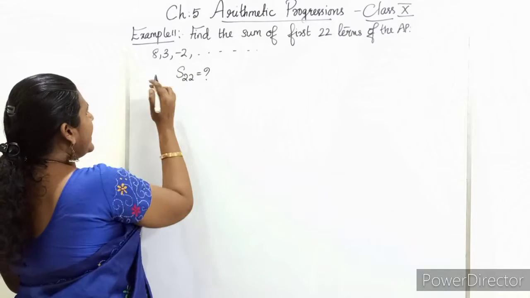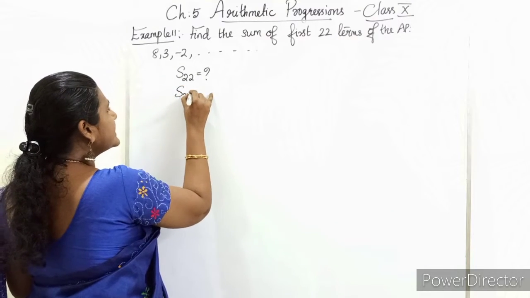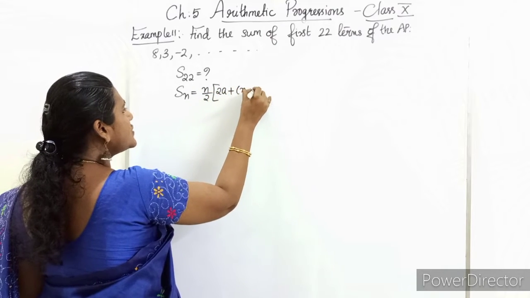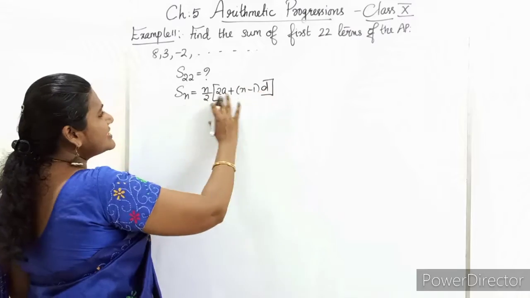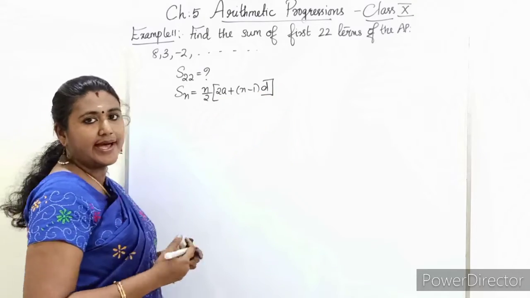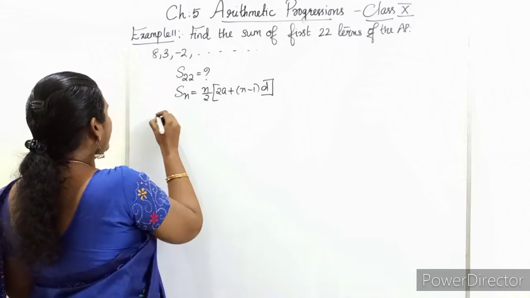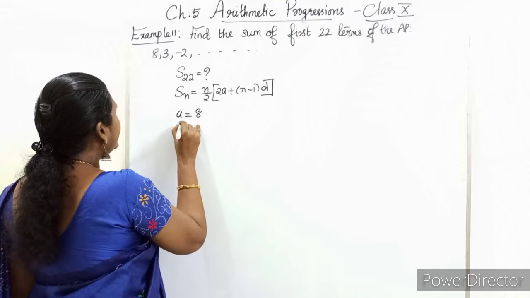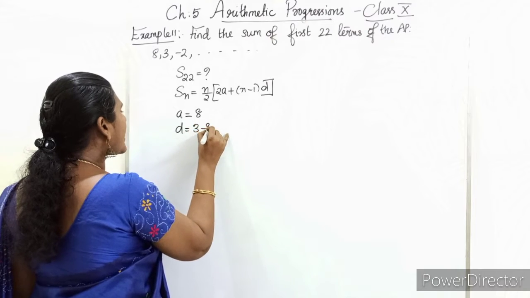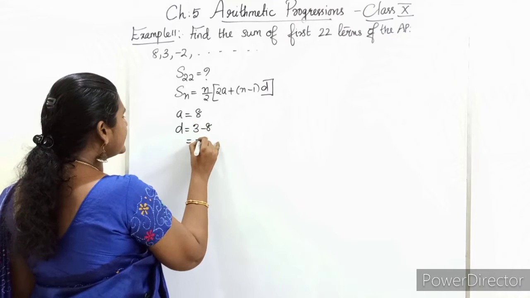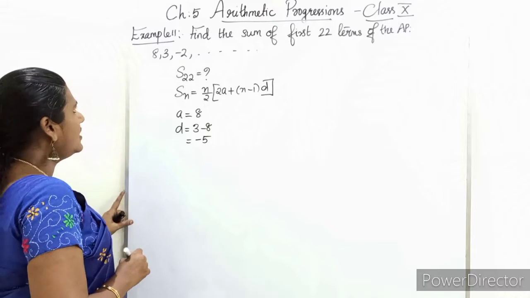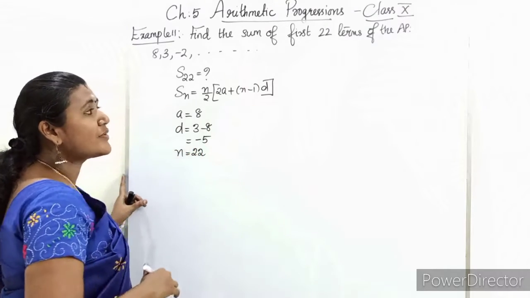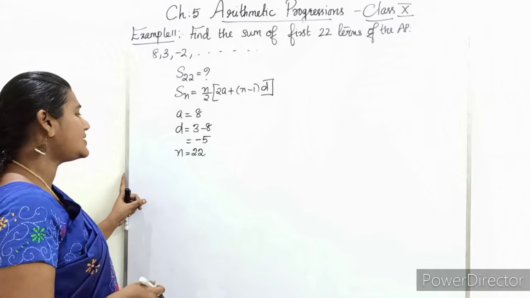So here, what is the formula for Sn? n by 2 into 2a plus n minus 1 into d. In this formula we will substitute the values of n, a and d. So what is a from the given AP? a is equal to the first term, that is 8, and d is equal to a2 minus a1, that is 3 minus 8, which is minus 5. Now the value of n is 22, first 22 terms sum only. So n value is 22.